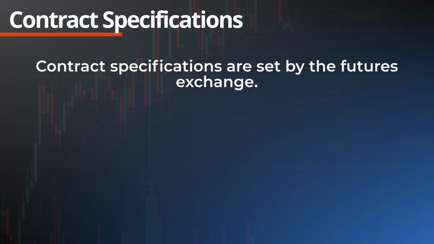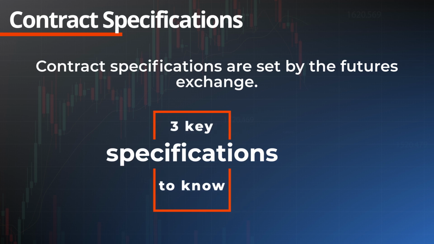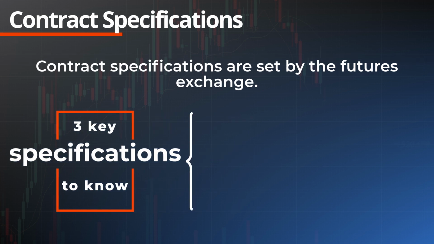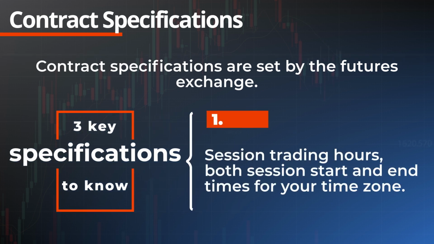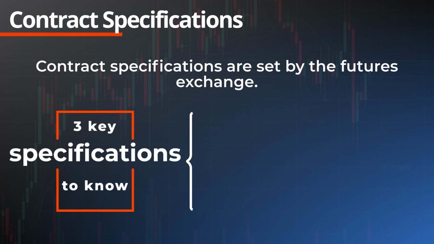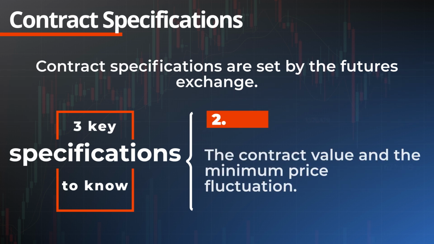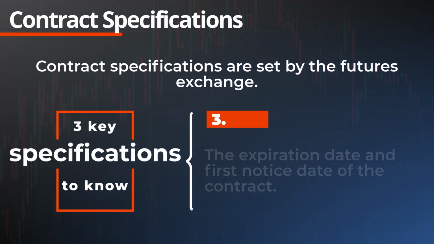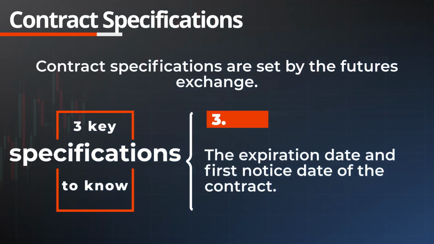Contract specifications are set by the futures exchange. The key specifications to know include: 1. Session trading hours, both session start and end times for your time zone. 2. The contract value and the minimum price fluctuation. And 3. The expiration date and first notice date of the contract.